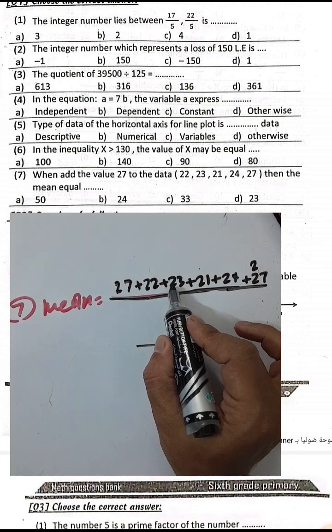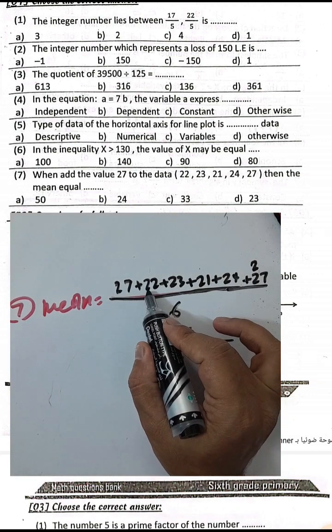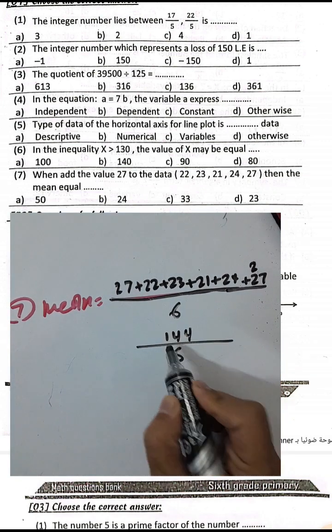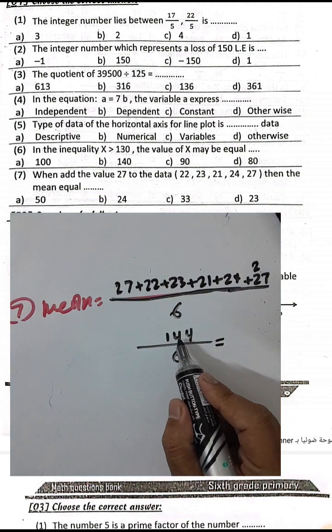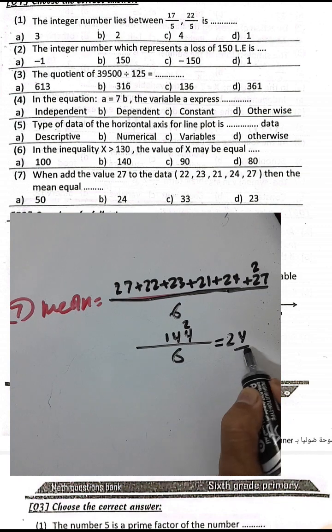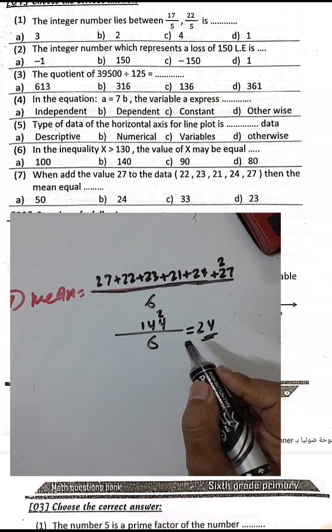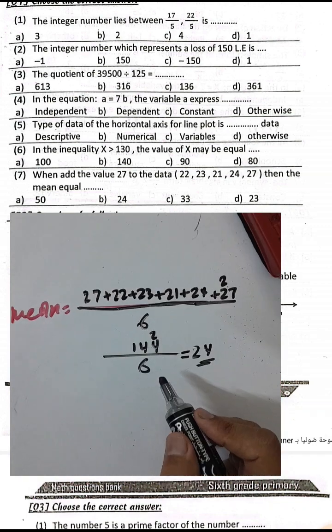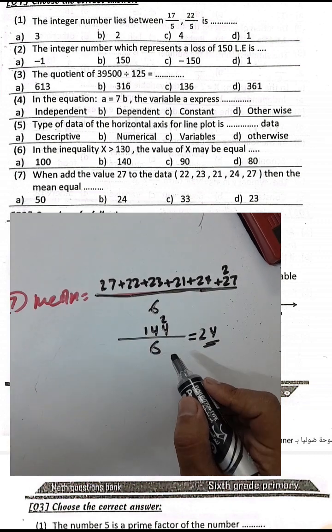8 plus 2, 10. 10 plus 2, 12. 12 plus 2, 14. 144 divided by 6: 14 divided by 6 equals 2 and remainder 2. 24 divided by 6 equals 4. Then the result will be 24. Choose letter B. The mean here will be 24.